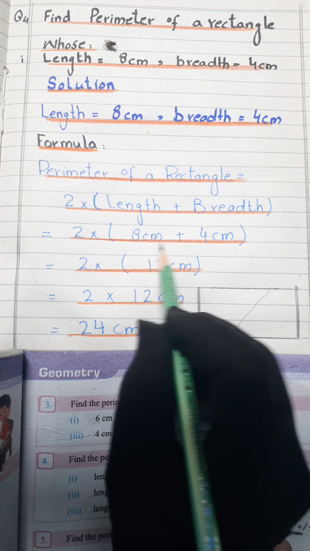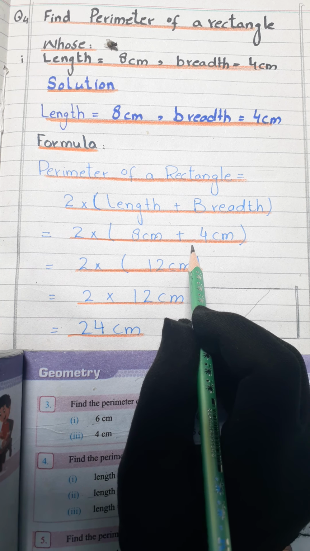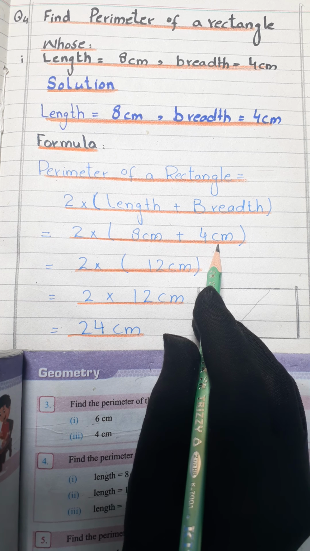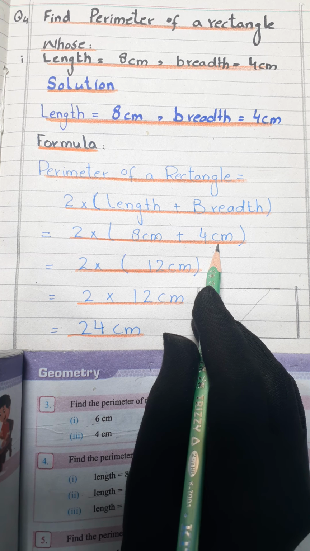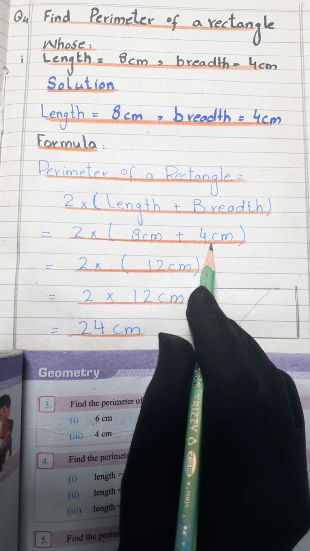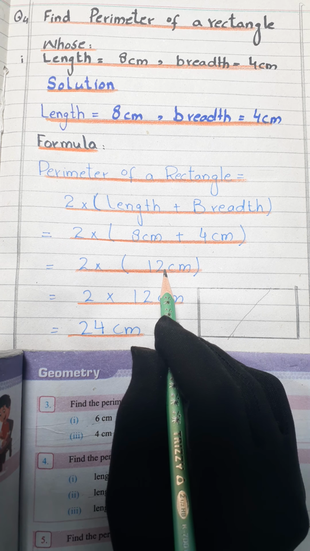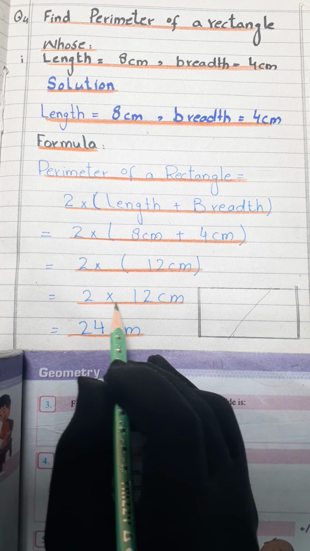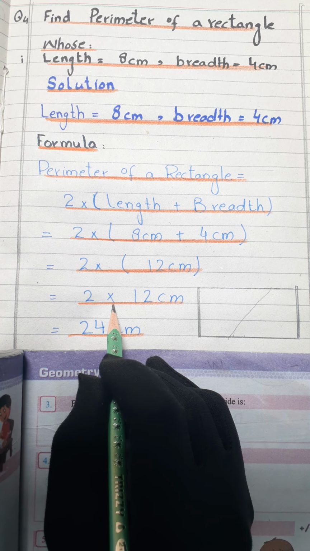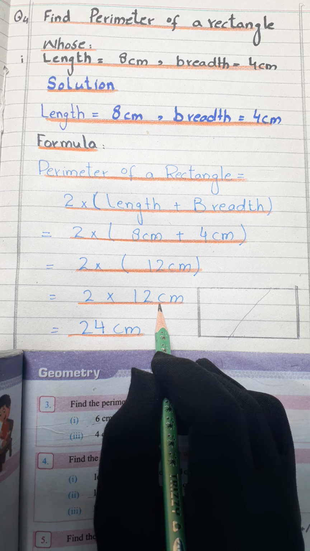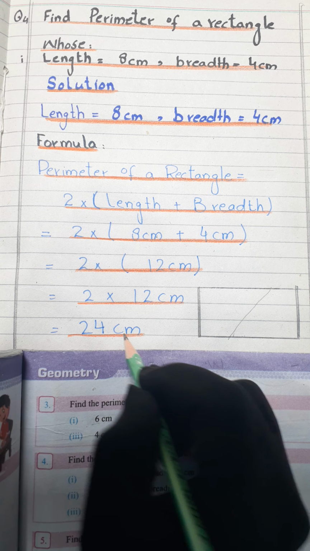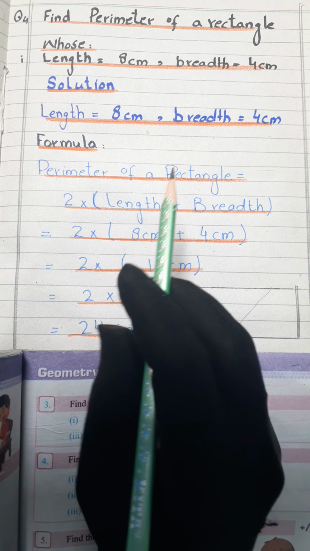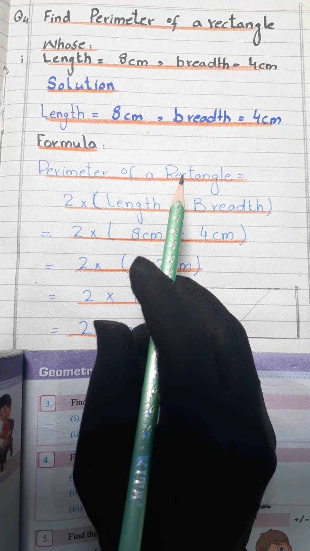You first add the values given in the bracket, which is 8 centimeter plus 4 centimeter. You first add these two values and get 12. Then we remove the small brackets and here is the sign of multiplication. You multiply, 2 twelves are 24. You get the answer. Clear?